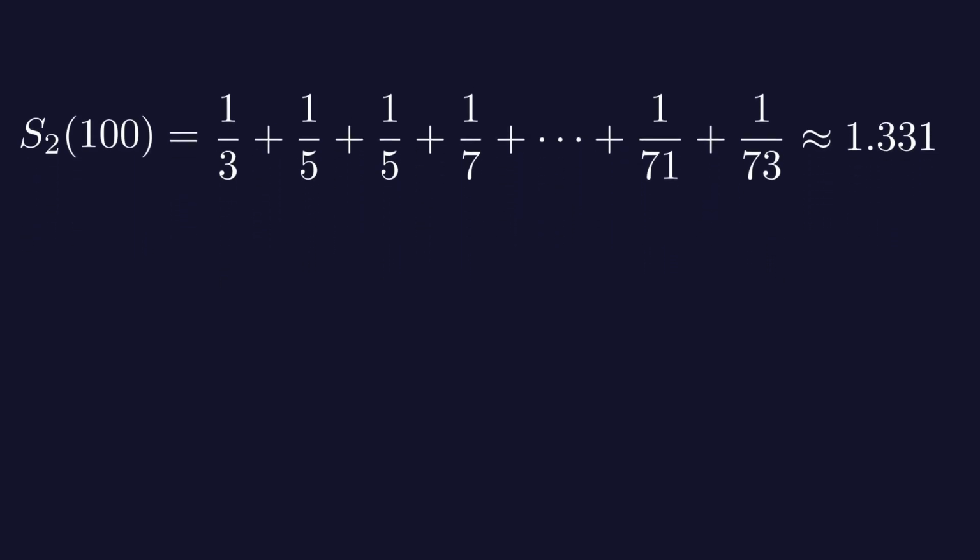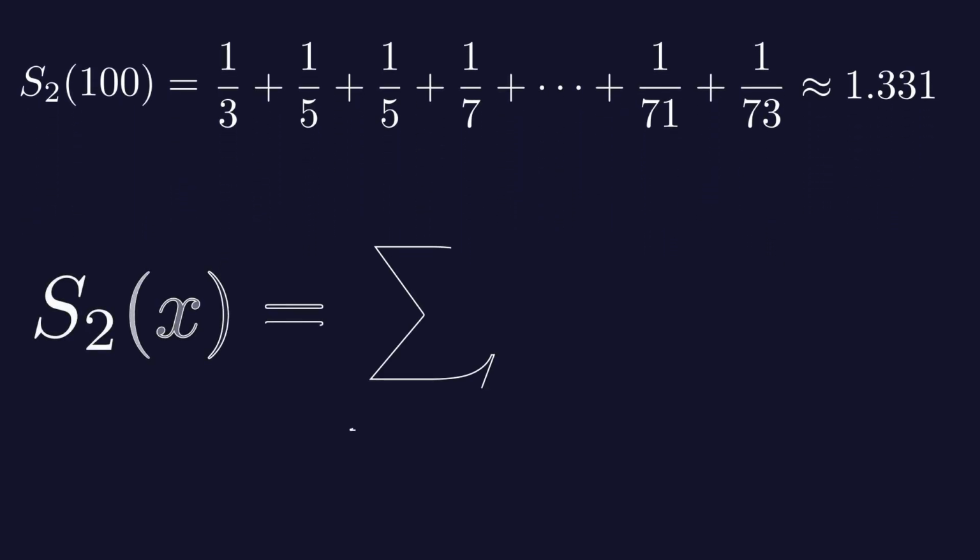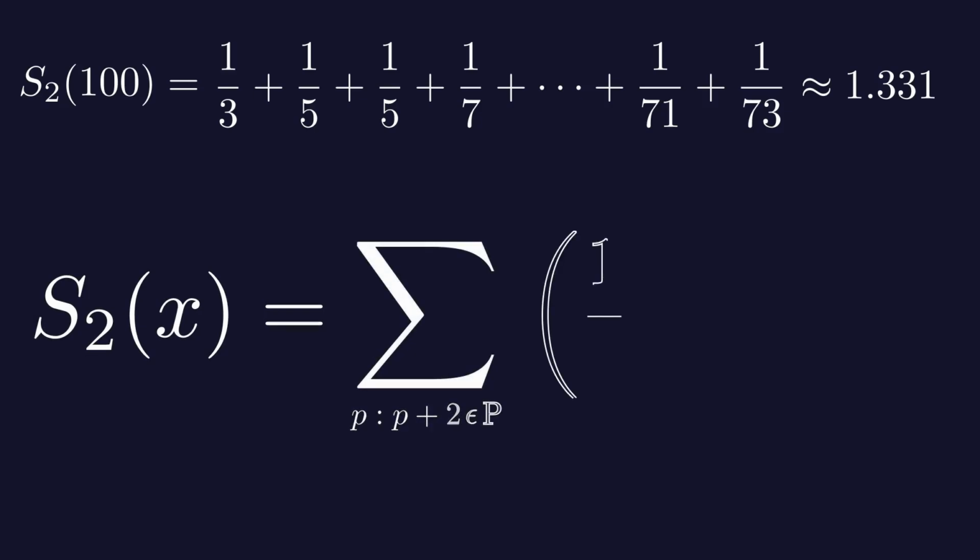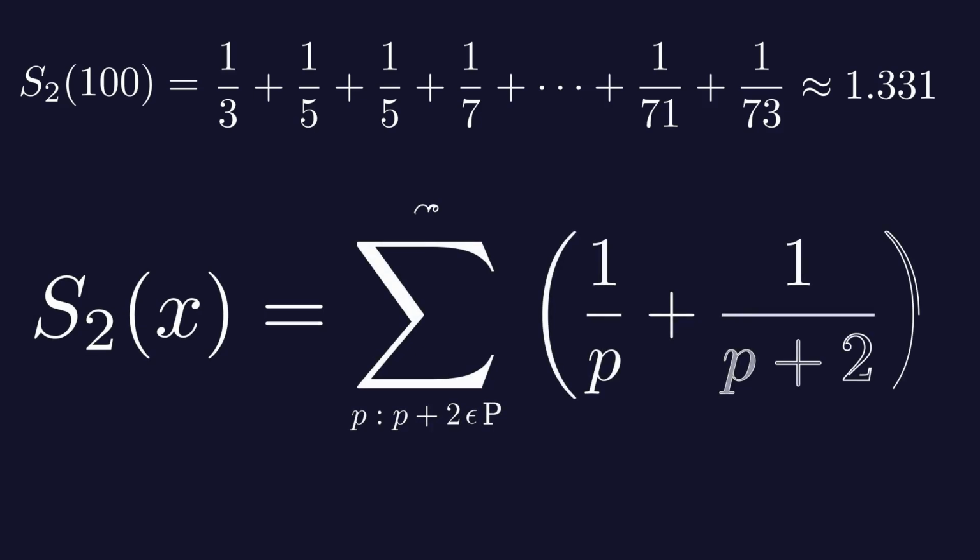In general, we can write S2 of x as the sum over all prime twins, where the capital P is the set of prime numbers. The function S2 of x gives us another idea of how frequent or rare twin primes are as x increases. But what happens if we let x go to infinity? Does S2 of x converge to a finite value, or does it diverge to infinity? And if it converges, what is its limit?